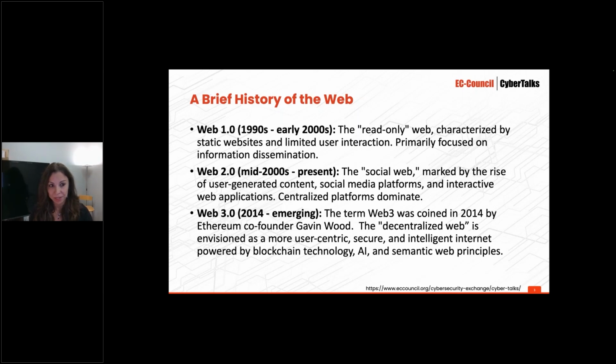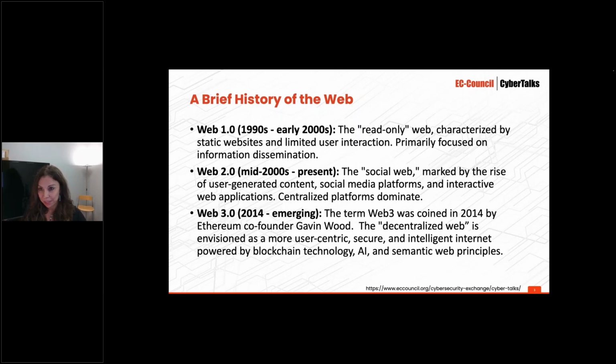Here I'm showing the Web 1, Web 2, Web 3, as we often refer to for HTTP or www 1, 2, and 3. So starting with the 1990 to the early 2000s, Web 1 is often referred to as the read-only web, characterized by static websites. Then as we get into the mid-2000s and to present, we see that it's more or less the social web, the rise of user-generated content, social media platforms, but still very much centralized platforms are dominating.